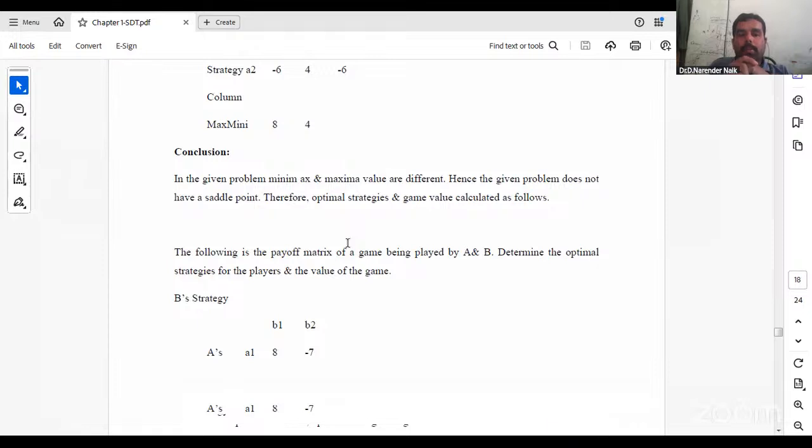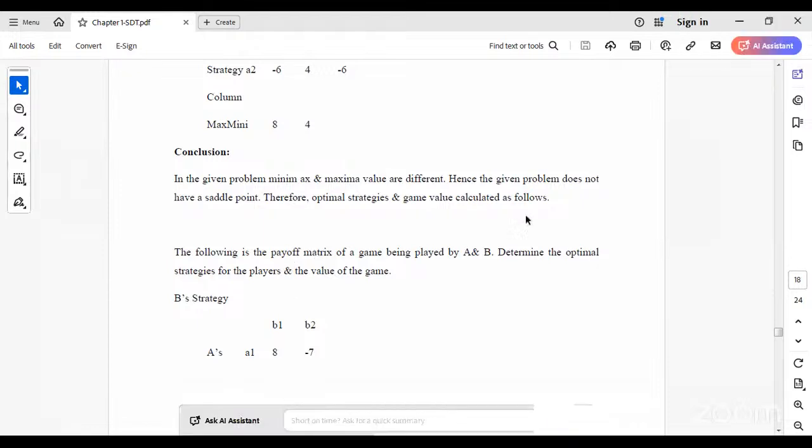The following is the payoff matrix of a game being played by A and B. Determine the optimal strategies for the players and the value of the game. So that is B strategy and A strategy here. Yesterday we have seen that payoff table.